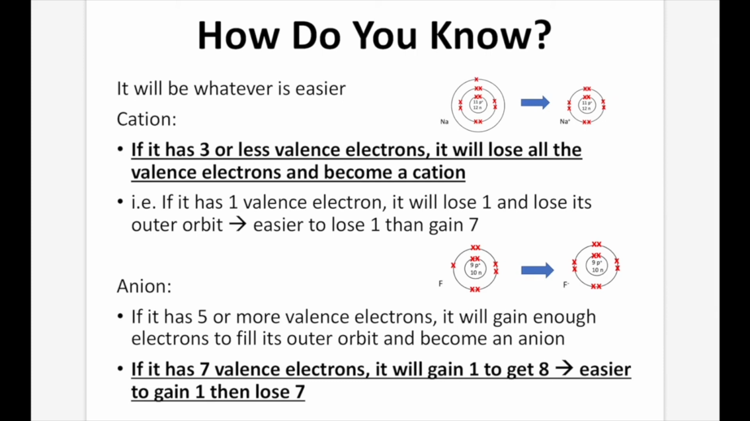If it has 5 or more valence electrons, it will gain enough electrons to fill its outer orbit and become an anion. So if it has 7 valence electrons, it will gain 1 instead of losing 7. If it has 6, it'll gain 2 instead of losing 6.